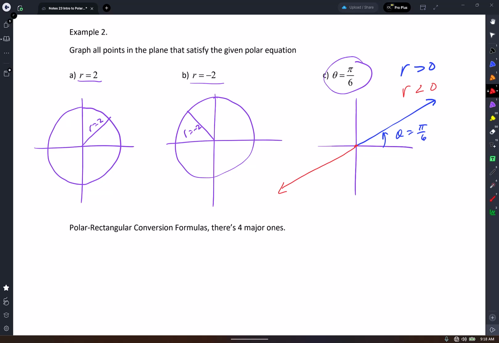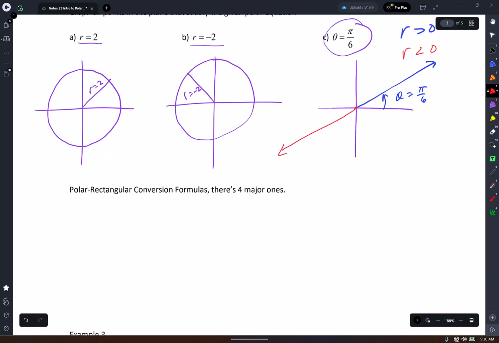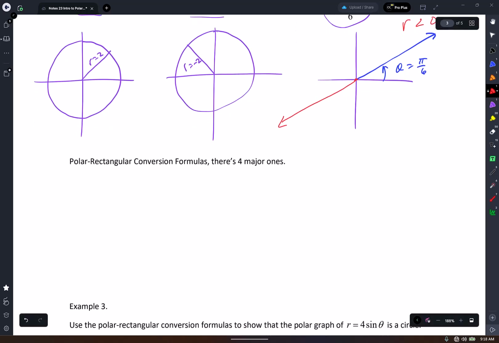How are we feeling, guys? Are we feeling all right? Yeah. Okay. We're almost done. Polar to rectangular conversion formulas. There's 4 major ones. Oh, by the way, you guys get the extra benefit. We're about to take an AP simulation, and you'll probably at the very minimum now have a chance to get the polar problems correct because we're doing it.